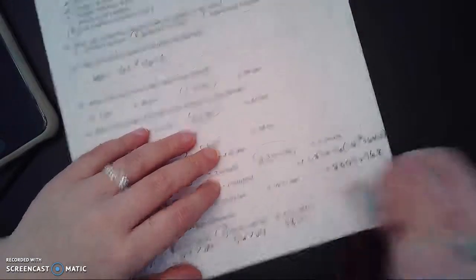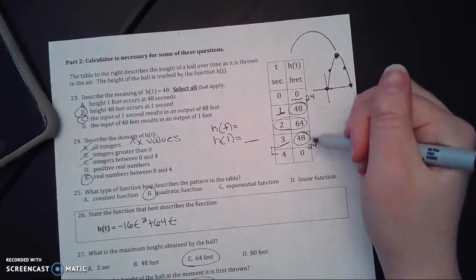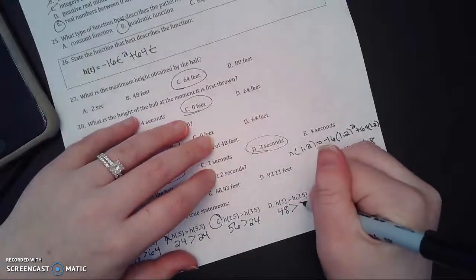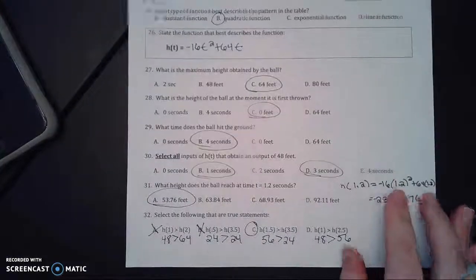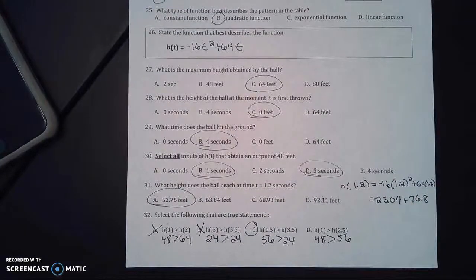H of 1 is 48. And then 2.5 again is 56. Is 48 greater than 56? No, so our only answer there is C. So those are your homework problems 23 through 32.